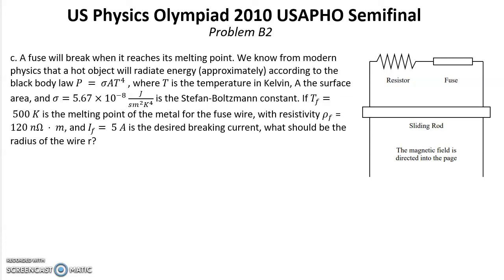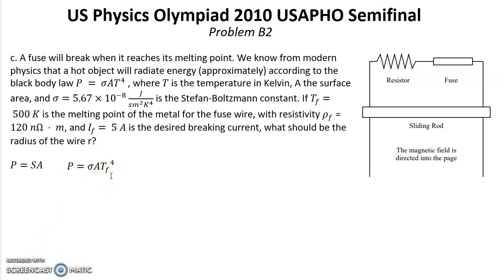Solution. So from one point we can calculate the total power which is absorbed by this fuse from the Poynting vector. That will be P equal to the Poynting vector multiplied by the side area of this fuse. From another point we can calculate the power emitted by this fuse as blackbody radiation. That will be this expression.